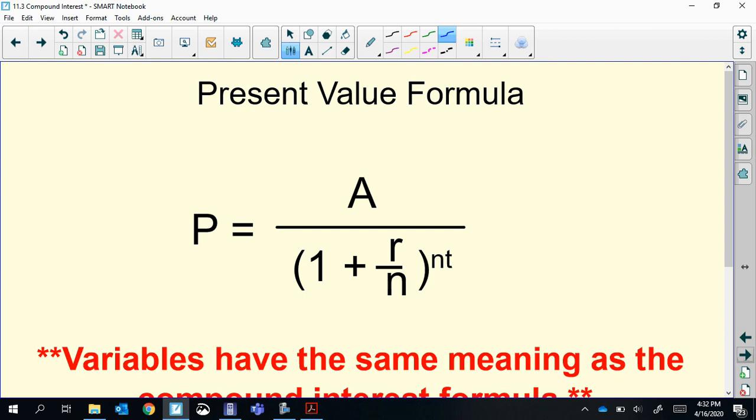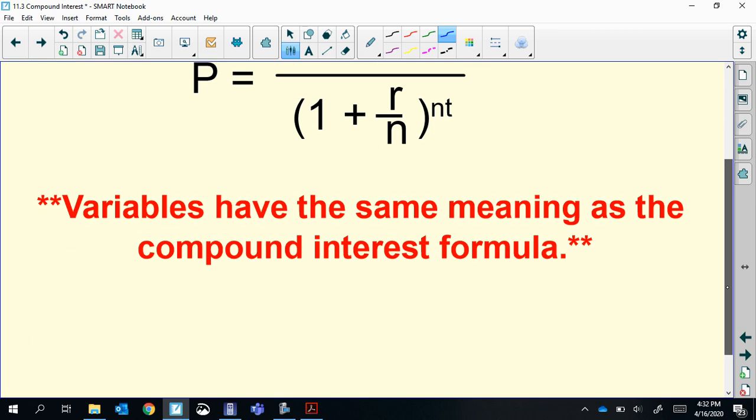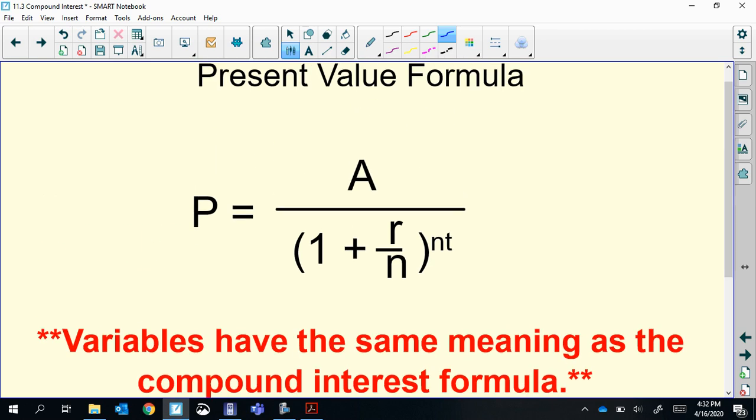So here's the formula we're going to use. If you look at it, it's really similar. It's actually just rearranging that older formula. So if you don't want to remember a new formula, you can use the same formula and just solve it differently once you plug in all the numbers. It is the exact same formula. If you multiplied the denominator over, you'd have the exact same formula.